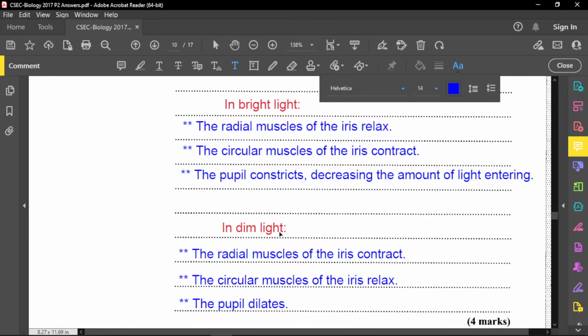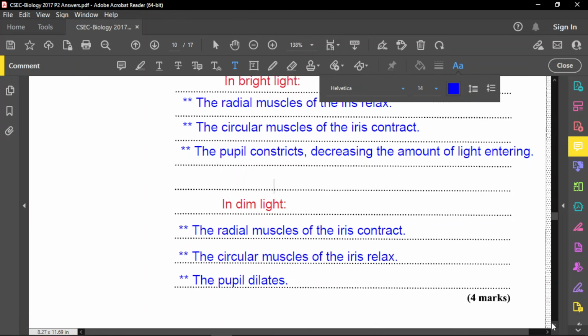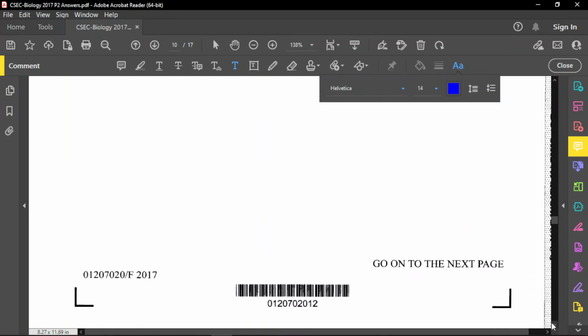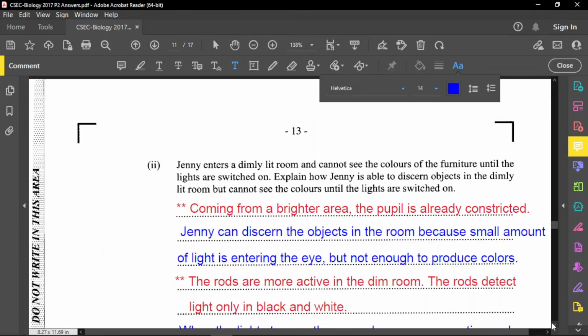So in dim light now, the radial muscles of the iris will contract. So it's the opposite of what I have up top. The circular muscle of the iris will relax. The pupil will dilate. And if the pupil dilates, it means more light can enter the eye. And you can see a little bit clearer. All right? So let's jump into part 2.